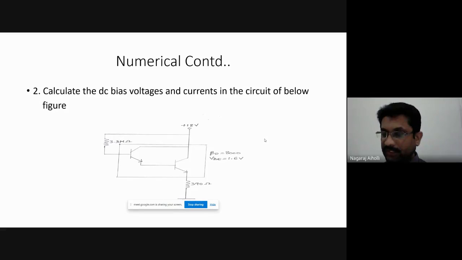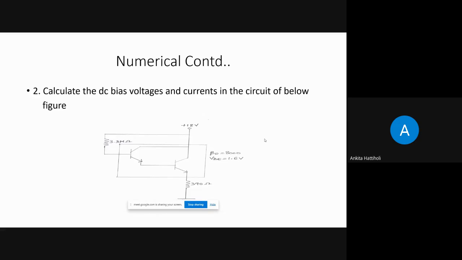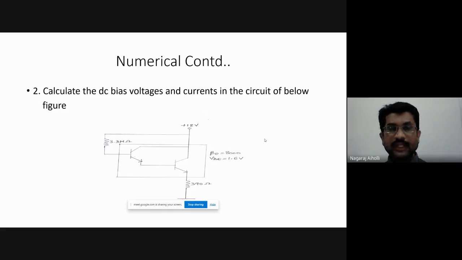It's just a multiplication of 8,000 into 2.55 microampere. Sir, 20.48. Correct, 20.48 milliampere.